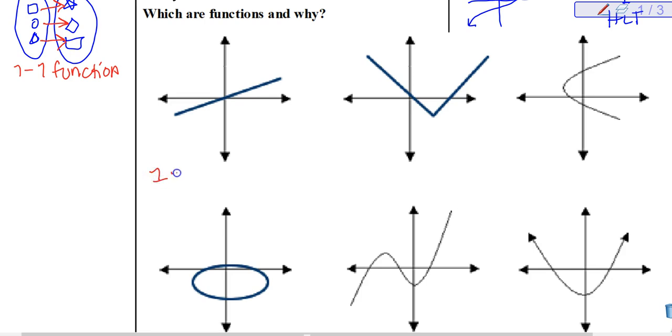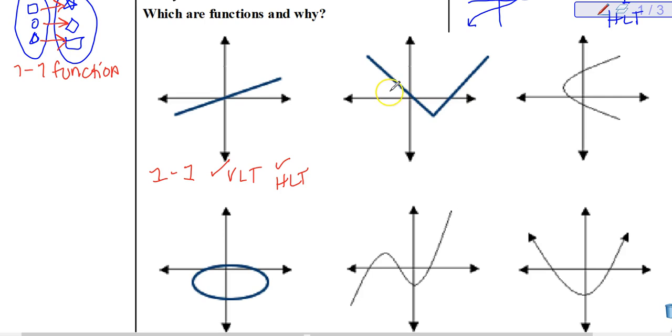This is a one-to-one. What's your justification for that? Passes. Okay, so I'm going to be really quick about this. I'm going to say check vertical line test, check horizontal line test, one-to-one. Justified. It passes them both. If I put an X, then it fails.